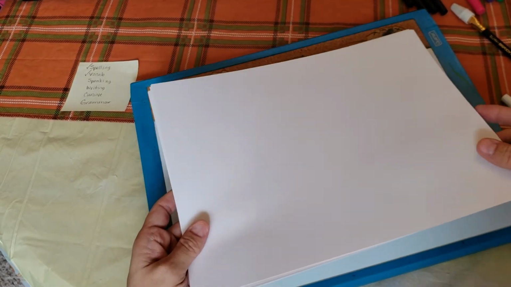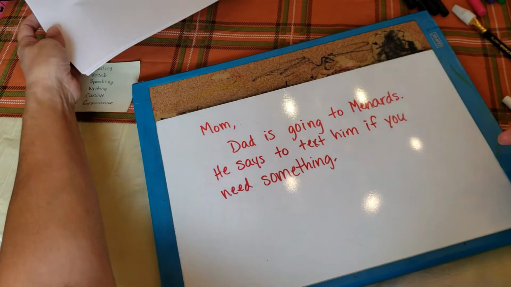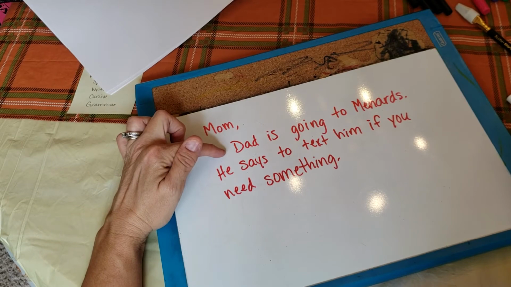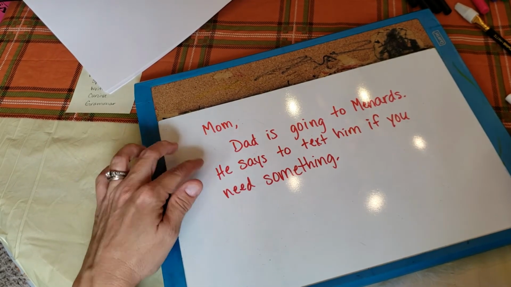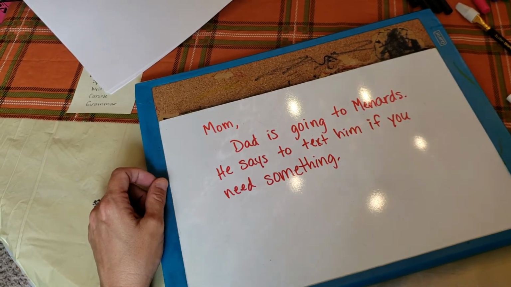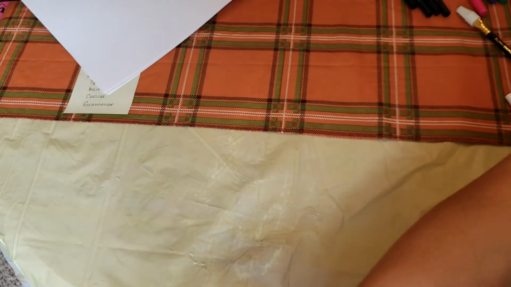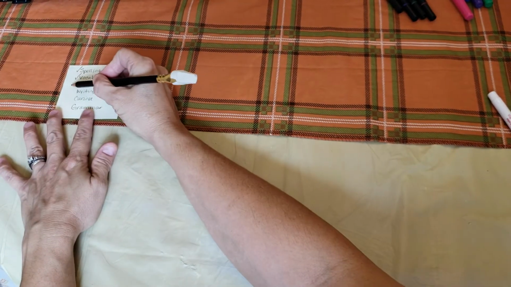Okay, I paused mine too. So, did you write something down? Here's what I wrote down. Mom, that's who it's to. Dad is going to Menards. He says to text him if you need something. This gives mom the message and it tells her who it's from. All right, that's enough for speaking today. We're going to check mark that off of our list over here.